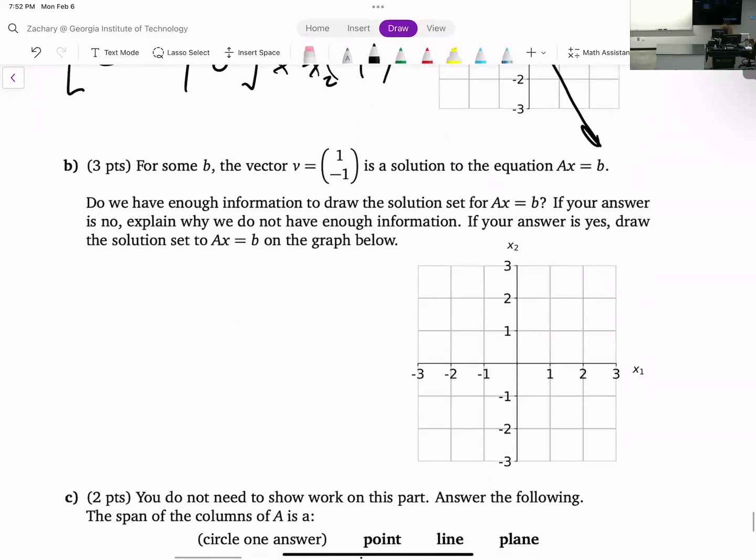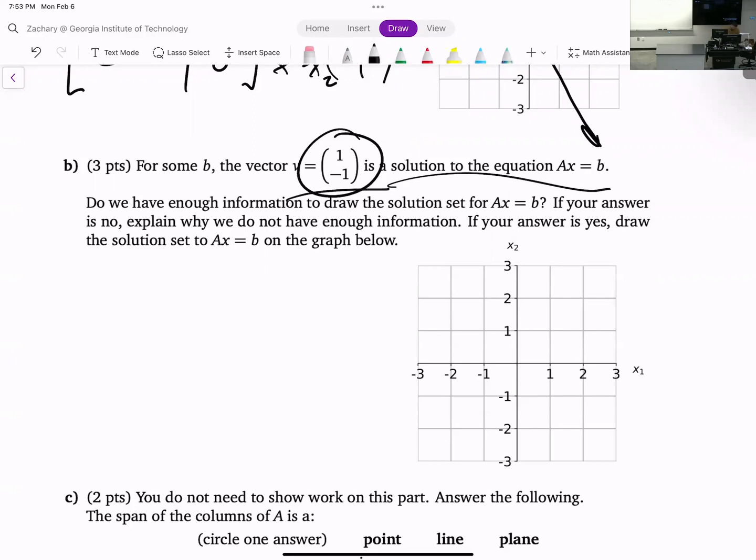Okay, so here we have a solution for some b. Do we have enough information to draw the solution set for b? Yes or no? Why? We have a slope. Do we know where it starts? Where does it start? Yeah. So the way that this whole question is asking is, do we have enough information to draw the solution set? The reason we do is because we have a solution.